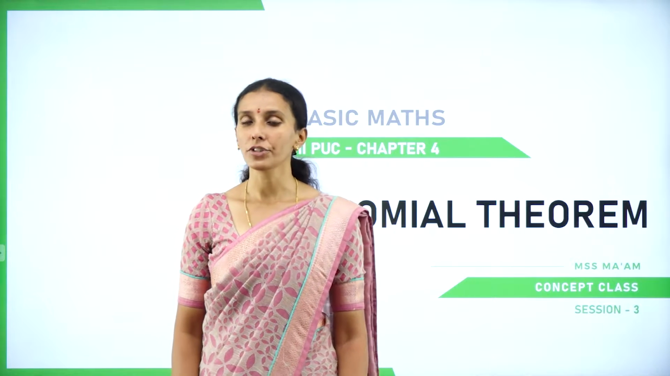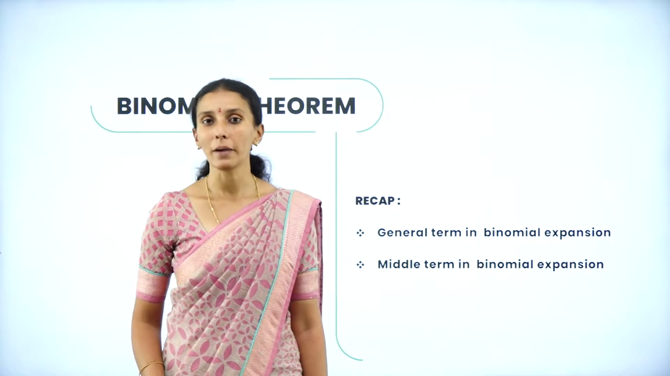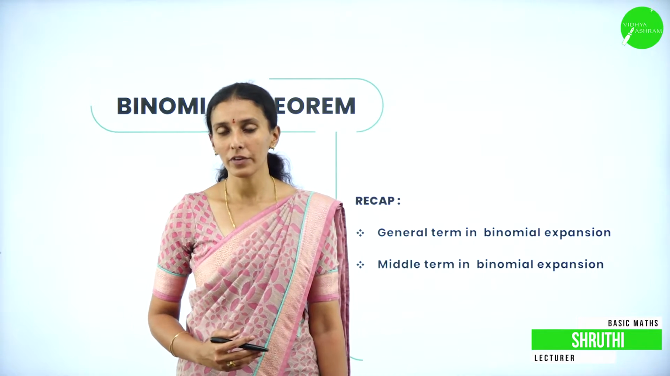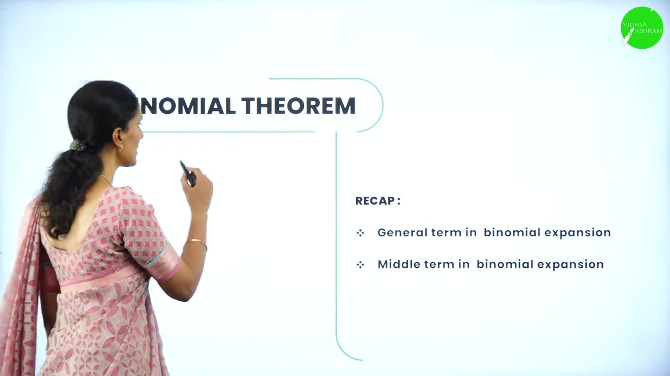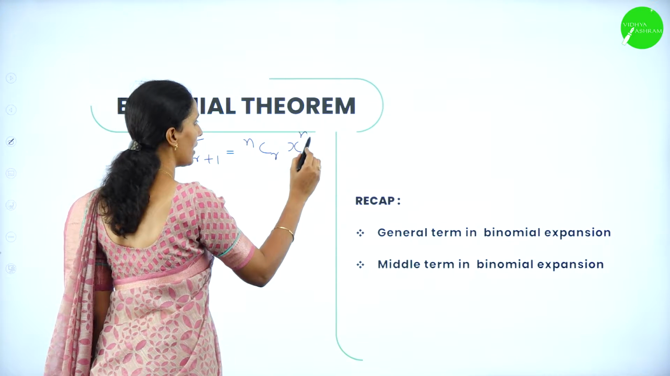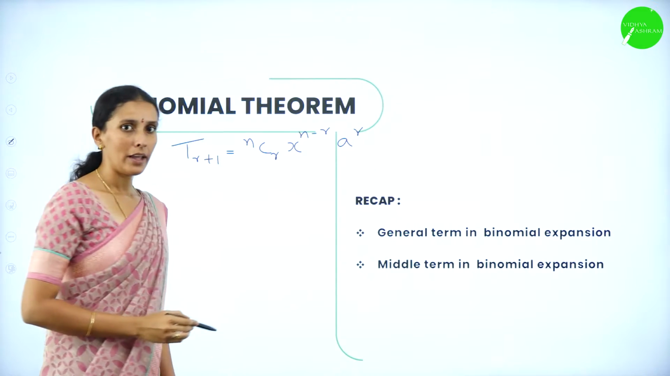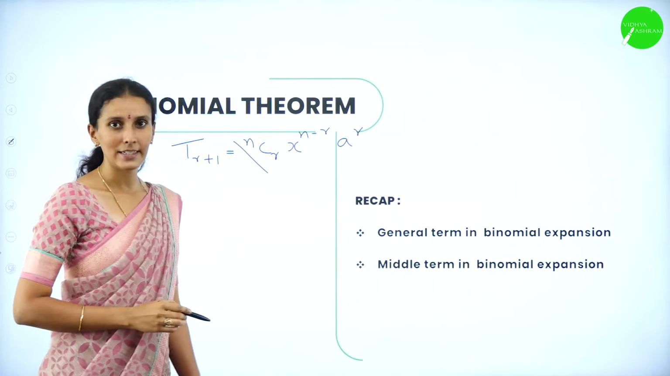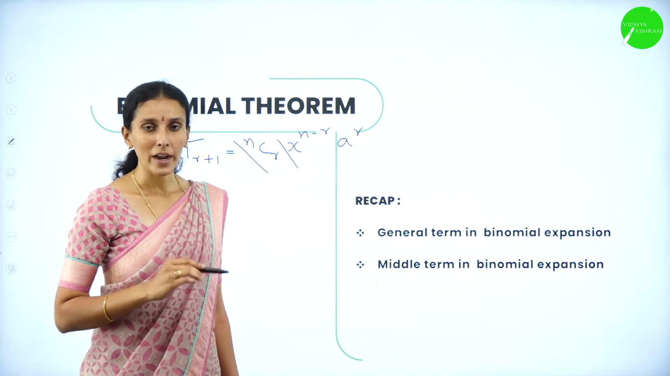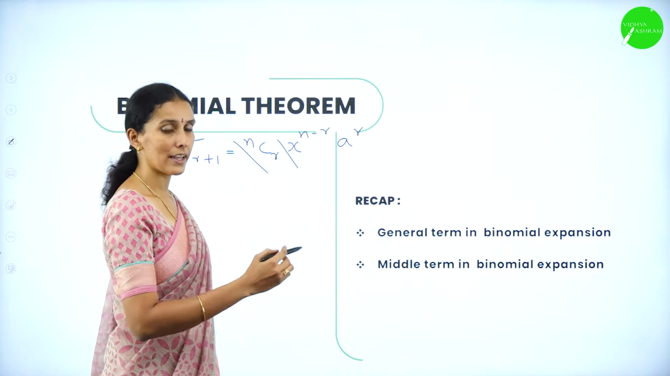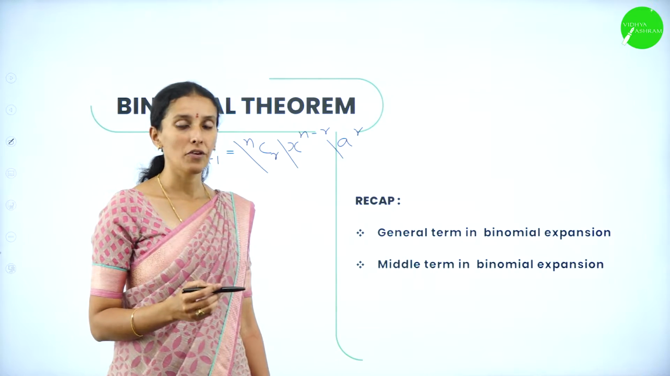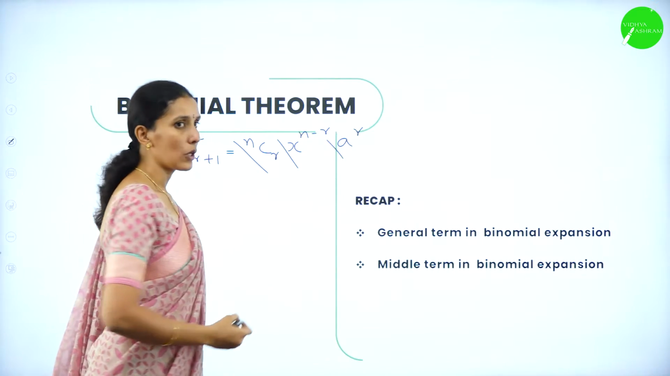In our previous session, we learned about the general term and the middle term of the binomial expansion. The general formula is T(r+1) is equal to nCr x power n minus r a power r. Why? Because in each term we have nCr to represent the coefficient, and the power of x is n minus r. Why is it given as n minus r? Because x is decreasing from the first term to the last term, and the last term of a is always in the form of a power n. So here r may be equal to n also.